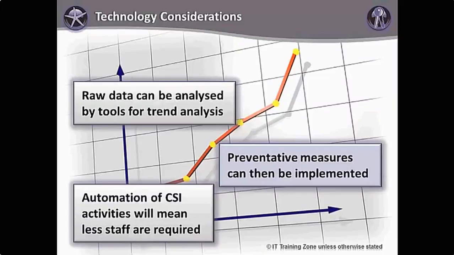Raw data collected in databases can be analyzed by tools, resulting in the identification of trends. Preventative measures can then be implemented which increase the stability, reliability, and availability of the IT infrastructure. Automation of continual service improvement activities can drastically reduce the number of staff we need to carry out monitoring and reporting.